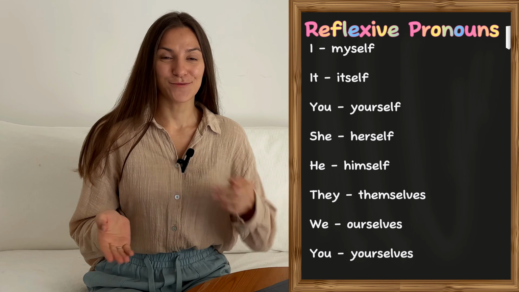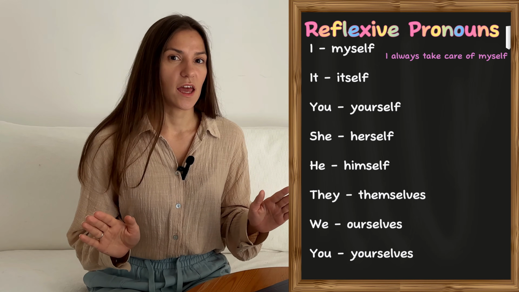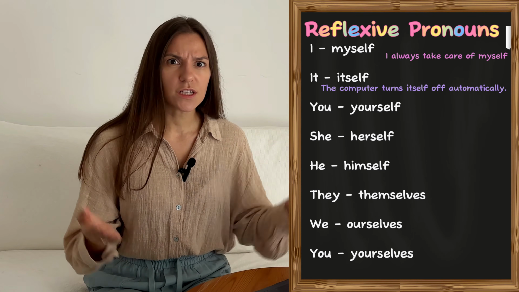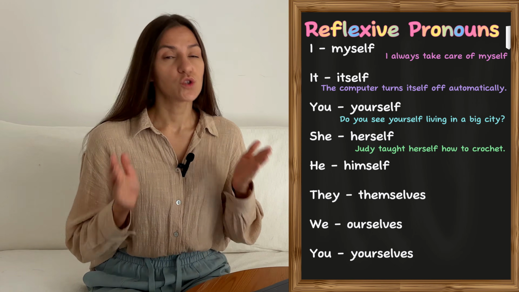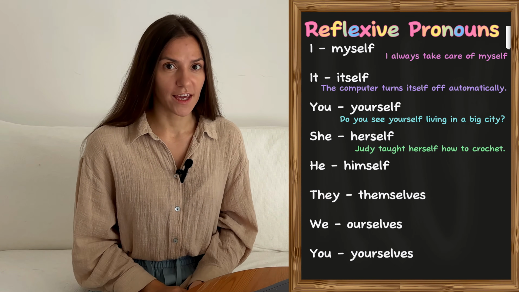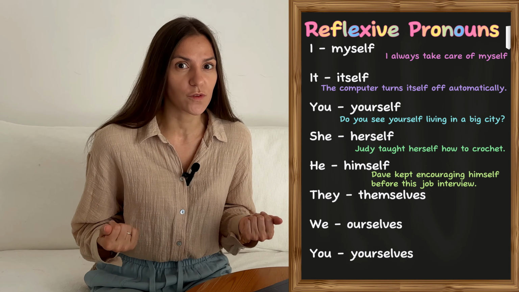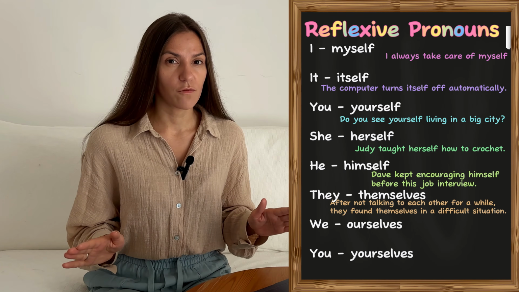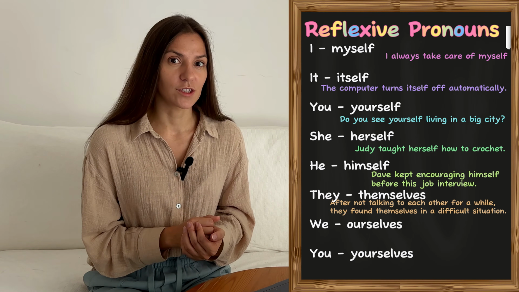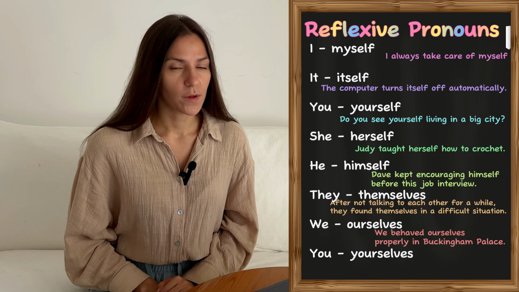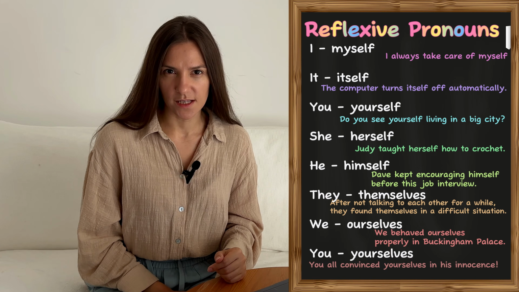Let's make examples with each reflexive pronoun. I always take care of myself. The computer turns itself off automatically. Do you see yourself living in the city? Judy taught herself how to crochet. Dave kept encouraging himself before the job interview. After not talking to each other for a while, they found themselves in a difficult situation. We behaved ourselves properly in Buckingham Palace. You all convinced yourselves of his innocence.